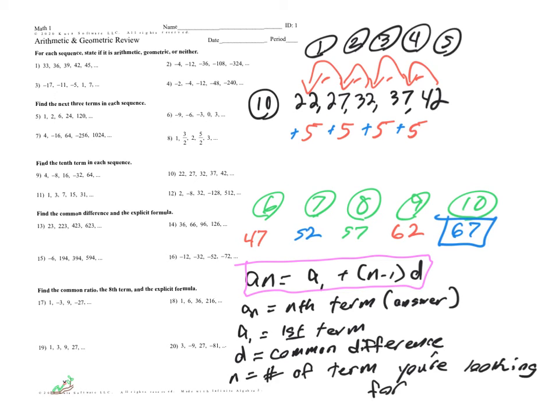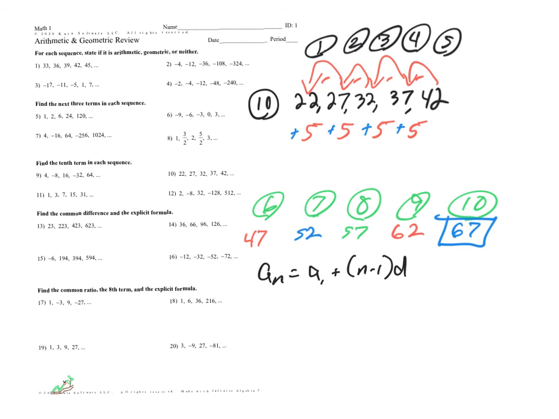So I'm going to go ahead and set this one up. A sub n is the one we're looking for, and I'm going to replace that n with a 10, just like I did before, because we're looking for the 10th term. Then I have a sub 1, which is my first term. We said that's 22, the first one they gave us. Plus n minus 1. n is the 10th term, so 10 minus 1, times d, which is my common difference. That's 5, the number I found up here when I did my subtraction test.